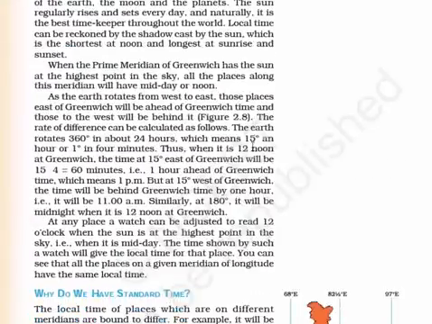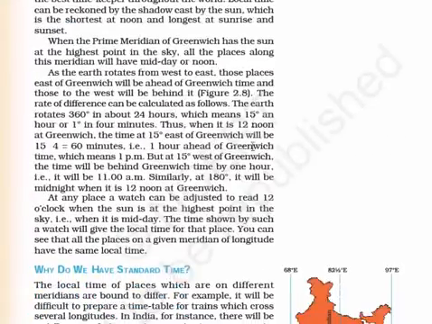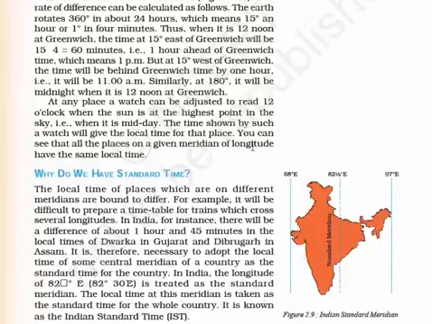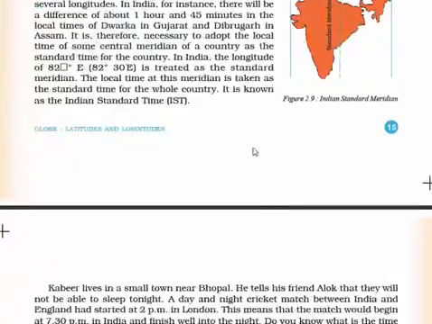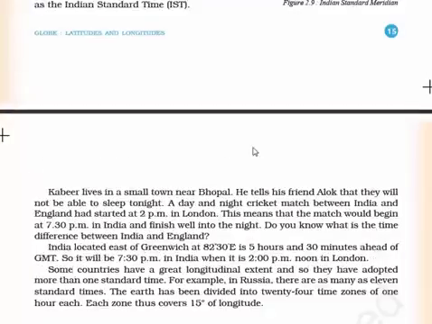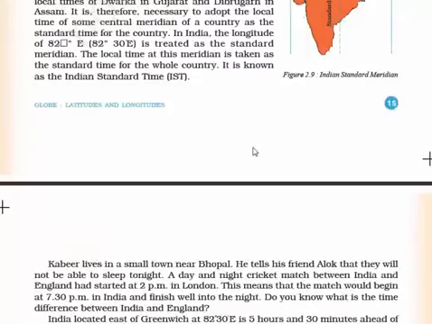As the Earth rotates from west to east, those places east of Greenwich will be ahead of Greenwich time and those to the west will be behind it. That's why India is 5:30 hours ahead of Britain. That's why the UK working shift in India is from 2 p.m. to 10 p.m., so that their logout time would be 5:30 p.m.